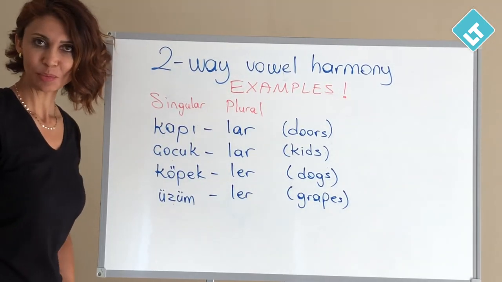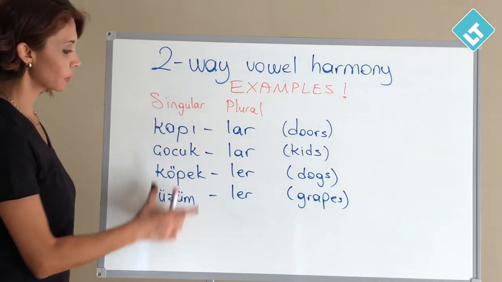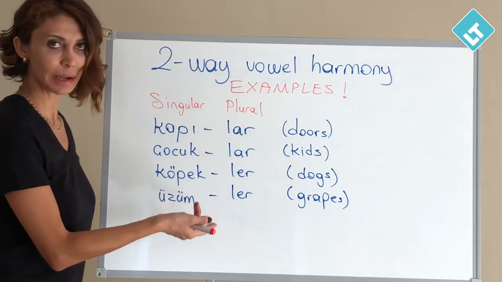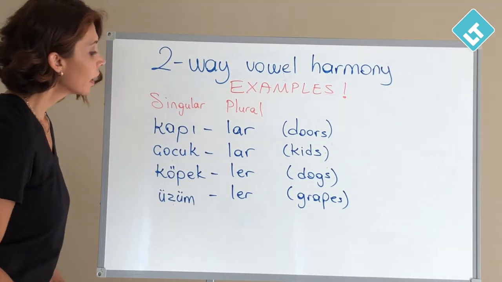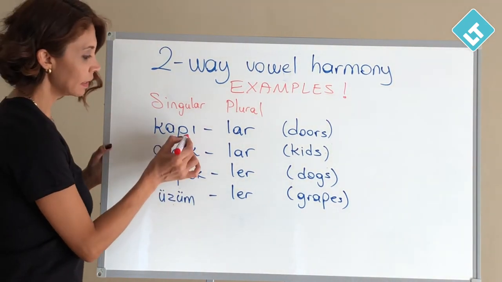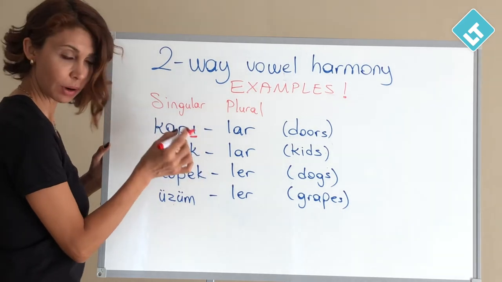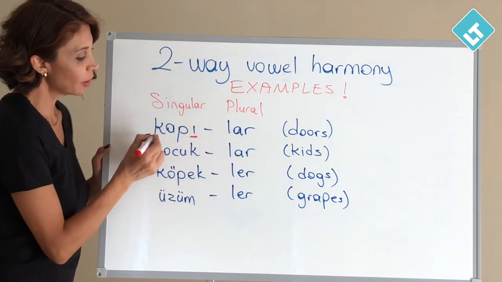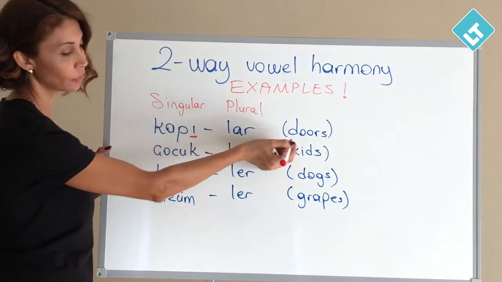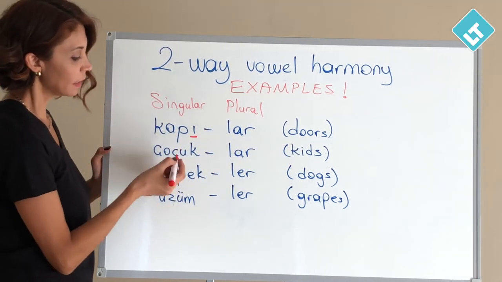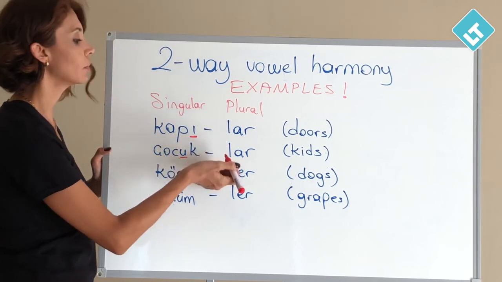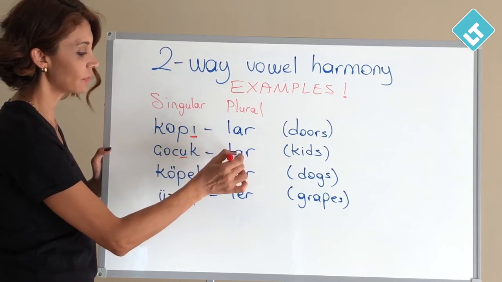Okay, let's see the examples. We have the words here. They are singular words. We are going to make plural using the lar and ler suffixes. Kapı is ending with a back vowel, and I need to use the lar suffix to make plural. Kapı, kapılar, doors.